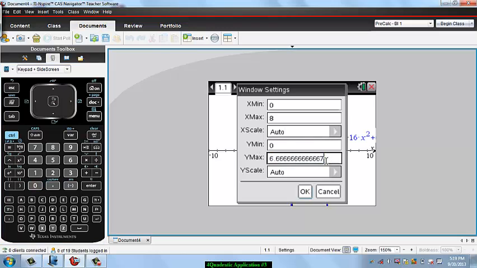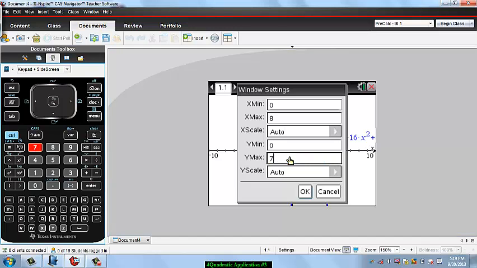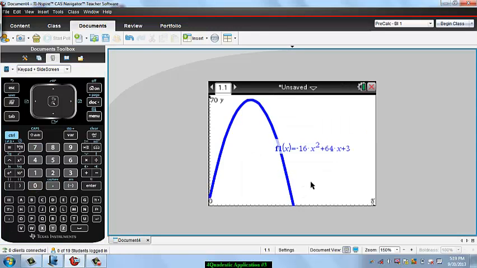And we know the max, because we've already done all the math, the max this ball gets to is 67 feet. So I'm going to put 70 feet in there. And click OK. Now we can see this nice picture of this graph. Now I want to show you that some of the things that we just found, you can do by looking at the calculator, so you can check it on a test or a quiz.